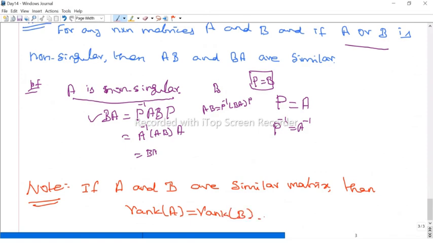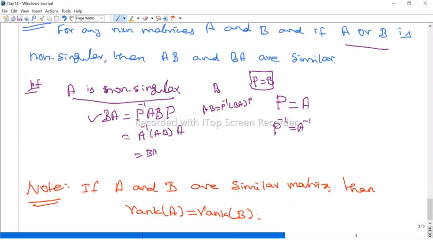So this happens when A and B are similar matrices. But the converse need not be true. Suppose rank of A equals rank of B, we cannot say A and B are similar. For similar matrices, ranks are equal. Similarly, for similar matrices, determinant is the same and trace is the same. But if trace is the same and determinant is the same, we cannot say A and B are similar. That is a point we have to keep in mind.